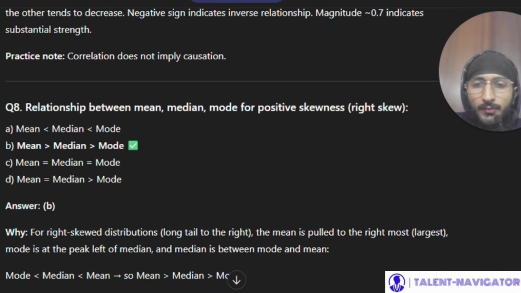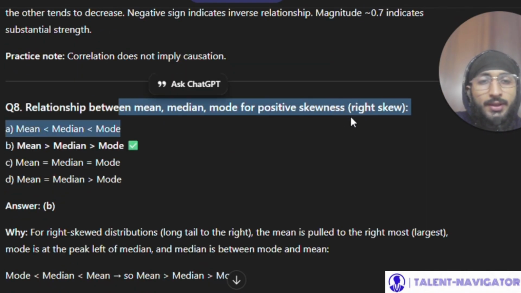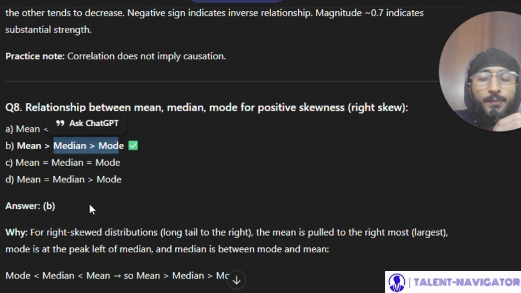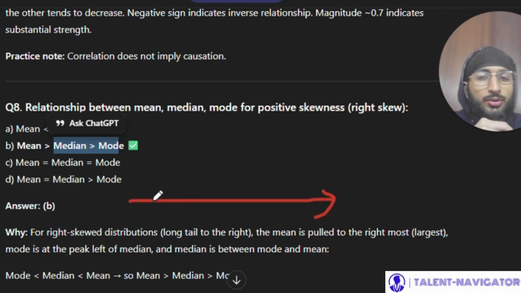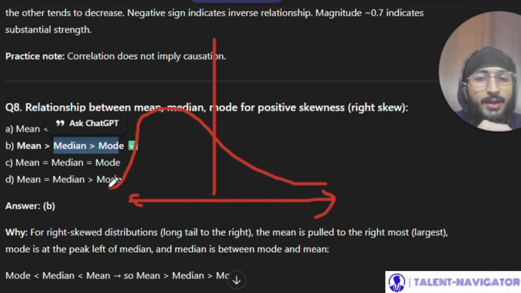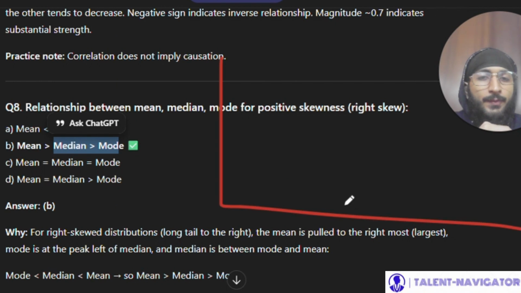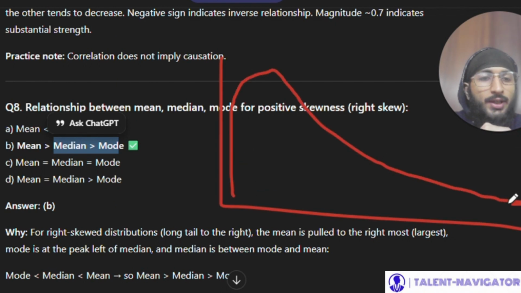What is the relationship between mean, median, and mode for positive skewness, that is right skew? Mean is greater than median, which is greater than mode. For right skewed distributions, the long tail is to the right. Let me show you visually. A right skewed distribution looks something like this. Let me draw the x and y axis in this format. Right skew is this, with the long tail towards the right.